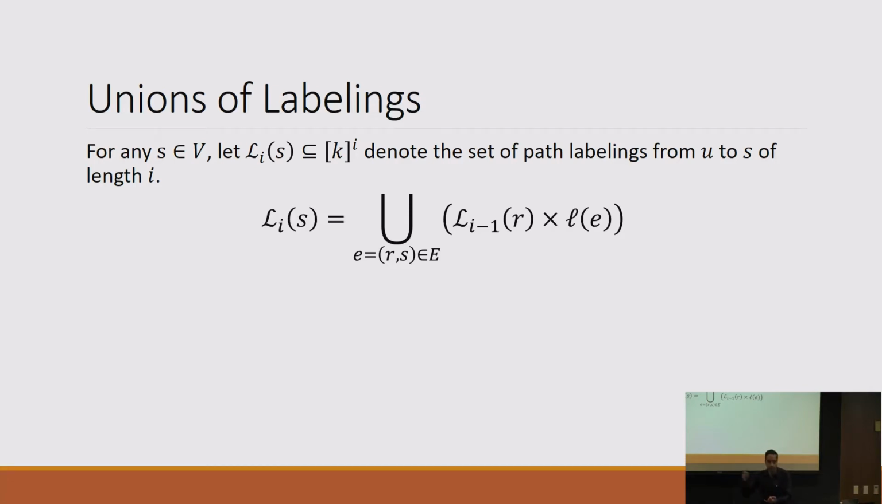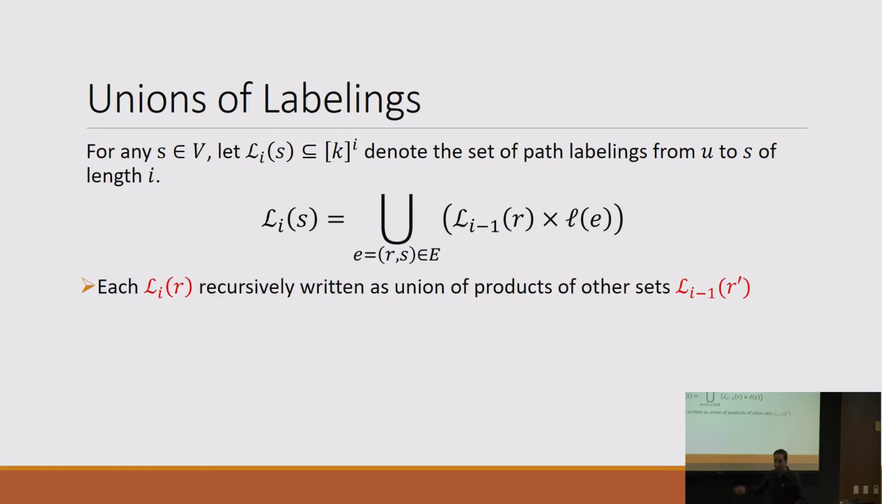And then we just take the union over all the vertices, over all the edges coming into my set S. So this is similar to before. Remember that if all the edge labels are distinct and all the path labelings are distinct, this union is a disjoint union. So if I want to estimate the size of this, I just sum over the sizes of these. But in general, the issue is this is not going to be a disjoint union.